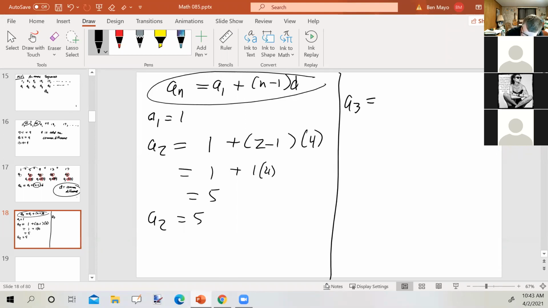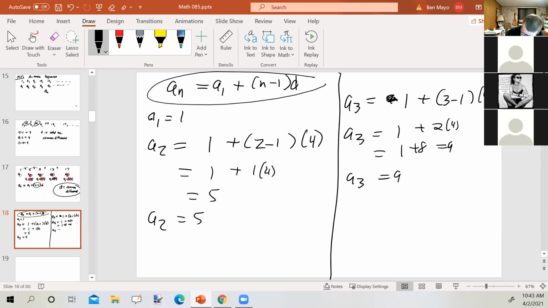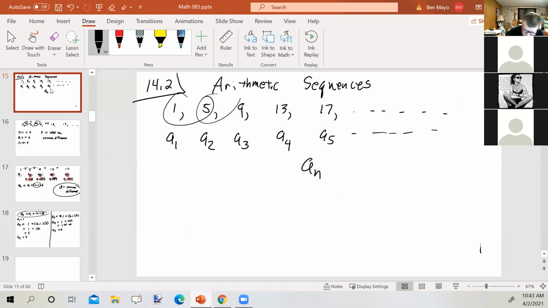A sub 3 would be a sub 1, which is what? 1, plus n minus 1 times the common difference, which is 4. But what's n? n is 3. So a sub 3 is 1 plus 2 times 4, which is 9. So a sub 3 is 9, which is going back to here. We've got 1 and 5 and 9.